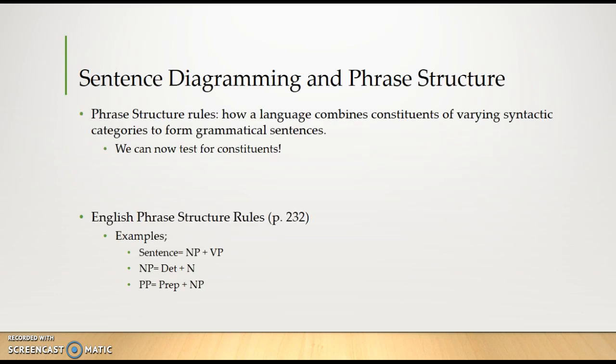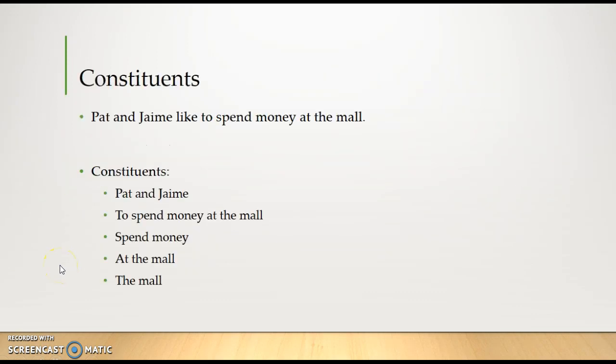So we can now test for constituents, and we want to look at phrase structures and how the language combines constituents of various syntactic categories to form grammatical sentences. So if you look at page 232 in your text, example phrase structure rules for English are there. So a sentence consists in English of a noun phrase and a verb phrase. So if we go back to Pat and Jamie, we know our noun phrase is Pat and Jamie, and like to spend money at the mall is our verb phrase. So we already know how we're going to start that sentence diagram.